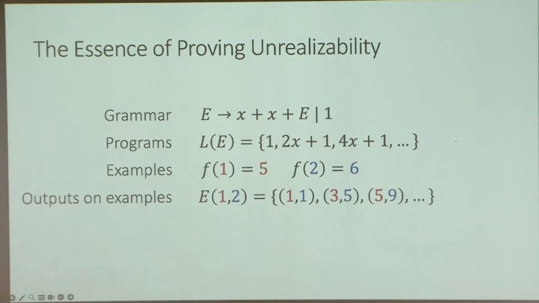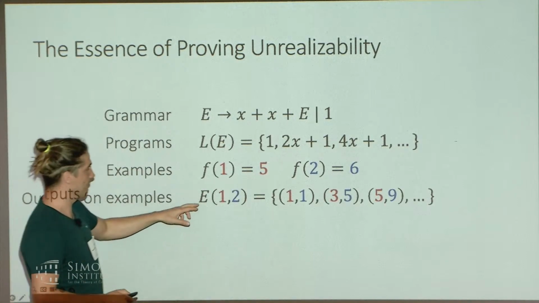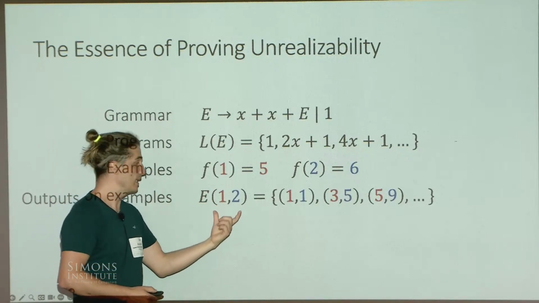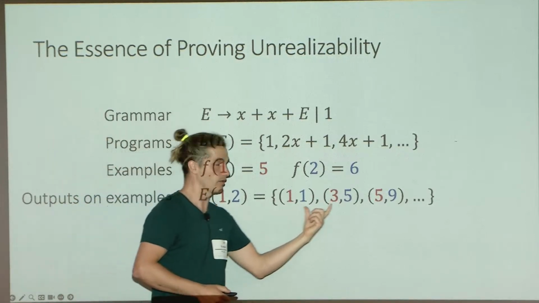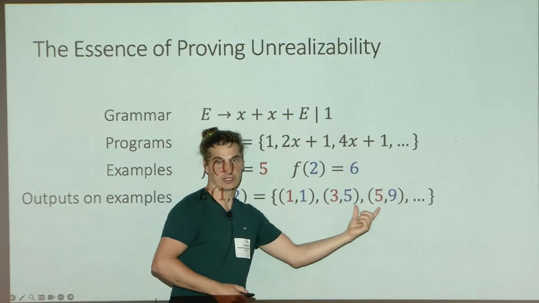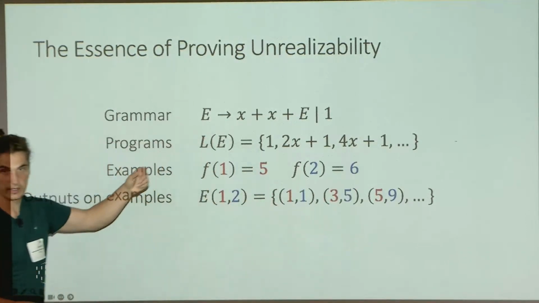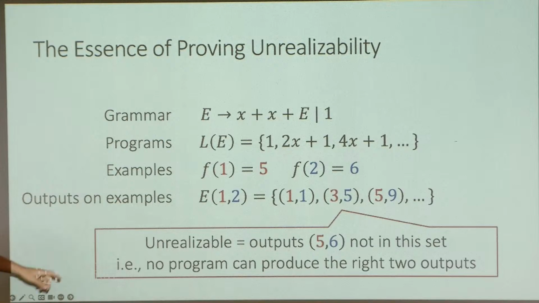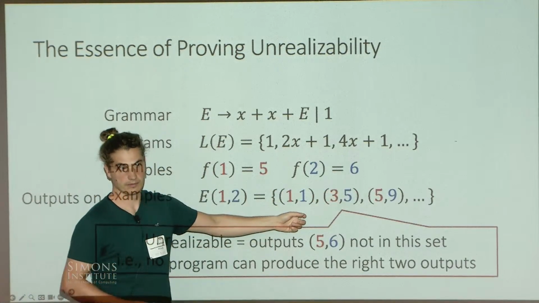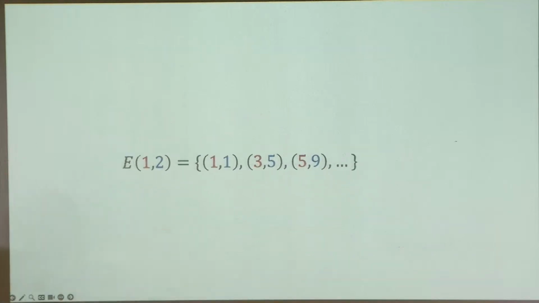At a high level, if I run the programs in E and consider the set of outputs that E can produce on 1, 2, these are the corresponding sets. So I can do 1, 1, 3, 5. These are the pairs of outputs that programs in there can compute. And what I want to prove is that the pair 5, 6 is not in this set. Okay, cool. So how do I do that?